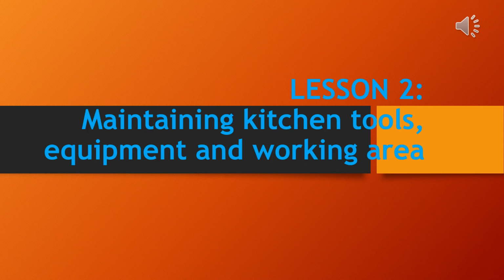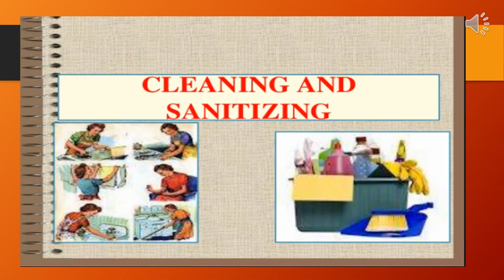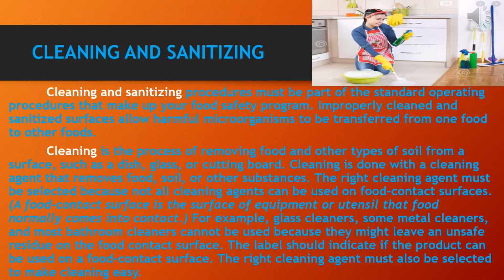Our lesson number 2 is all about maintaining kitchen tools, equipment, and working area. Let's start with cleaning and sanitizing. Cleaning and sanitizing procedures must be part of the standard operating procedures that make up your food safety program. Improperly cleaned and sanitized surfaces allow harmful microorganisms to be transferred from one food to other foods.